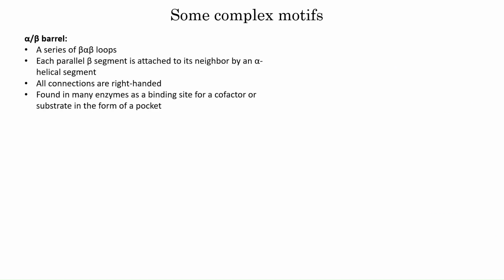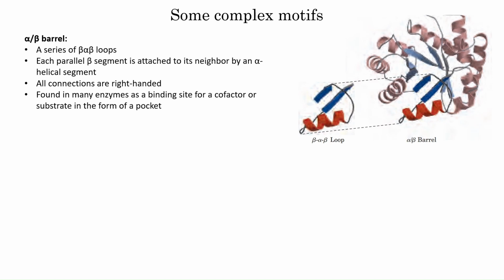So one such example is alpha beta barrel. Here in the diagram you can see this is one set of beta alpha beta loop, and this is alpha beta barrel. The connection of these two and the whole is known as alpha beta barrel, which is a very complex motif because it is made up of simple motifs. Such motifs are seen in many enzymes as a binding site for a cofactor or a substrate. They form a pocket-like structure that helps to bind with the cofactor.